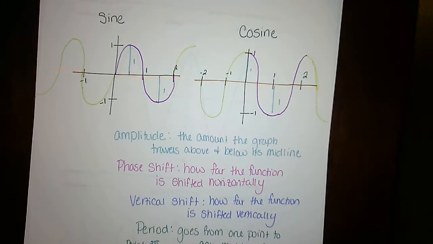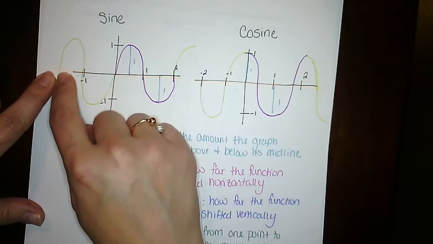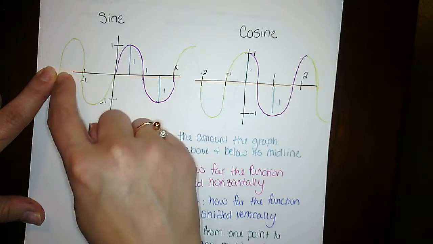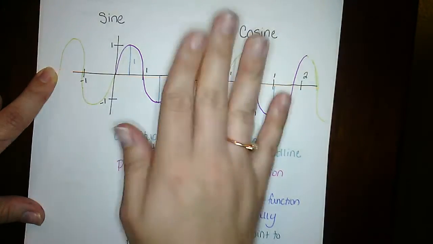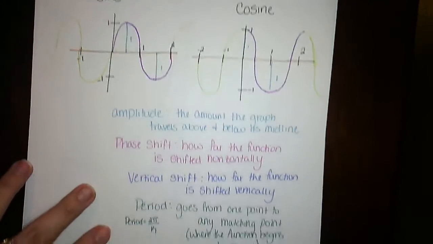Okay, your phase shift is how far the function is shifted horizontally. So we see that this right here, I've repeated the function. So if I were to start over here, my phase shift would be -2 because it comes all the way over here. So your phase shift is it shifting left and right. So for this one, it's 0.